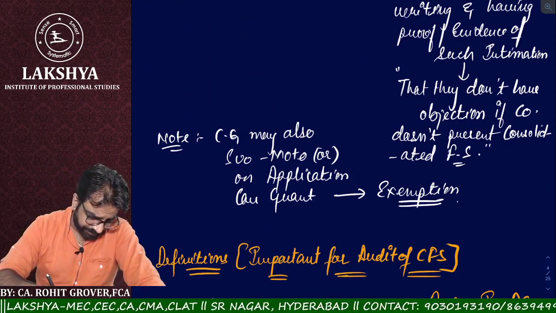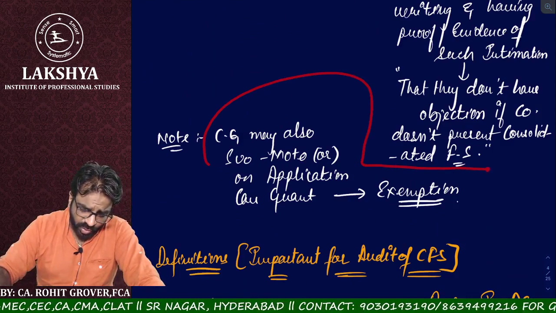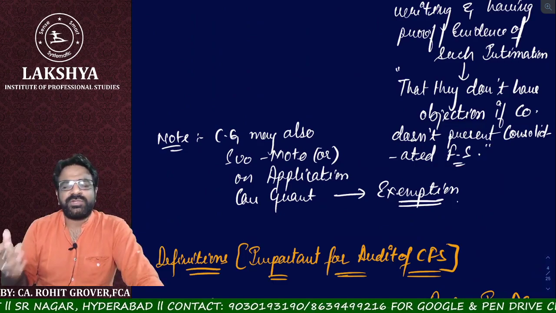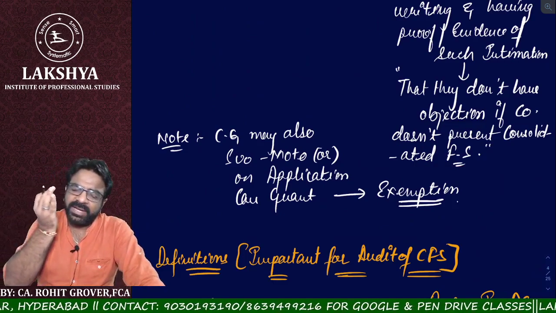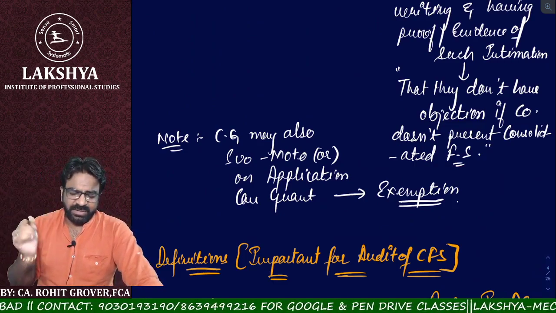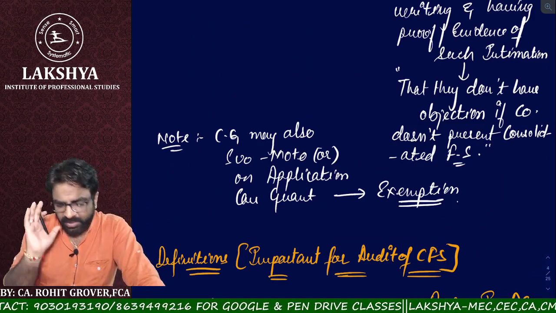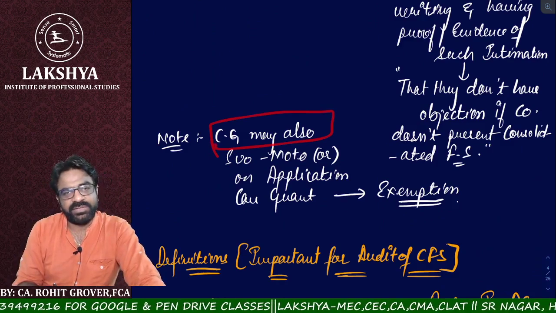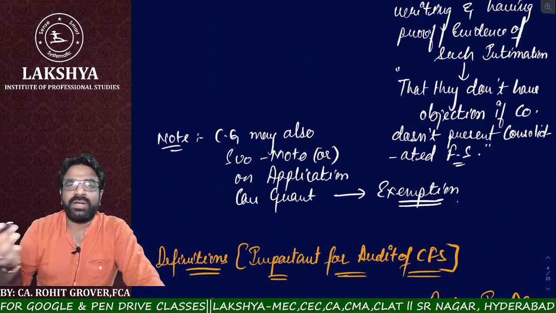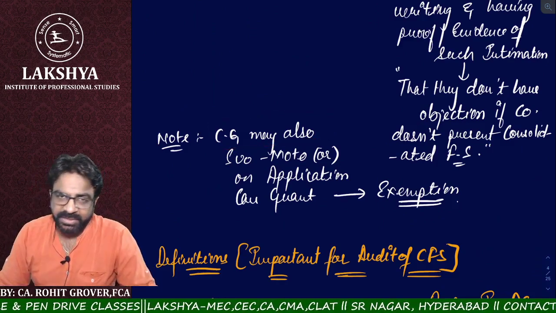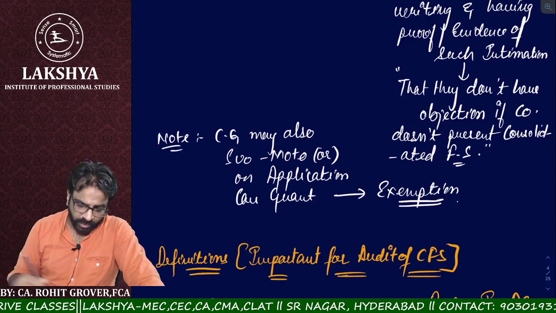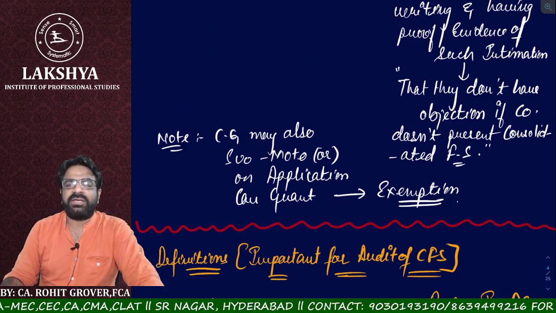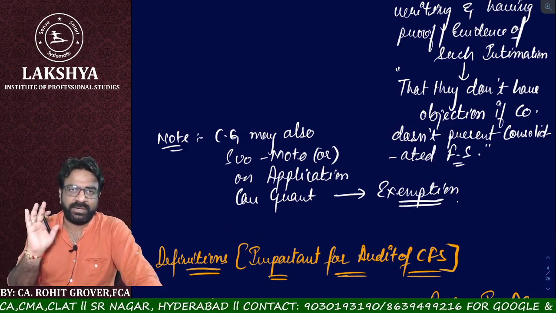But in case the central government suo moto wants, or on the application made by any kind of company, the central government may grant that exemption also. It means the central government has the power to grant the exemption from consolidation either suo moto or on an application made by the company. Clear, everybody? So I hope up to this point there is no requirement of any clarification. We did it very well, right or not?